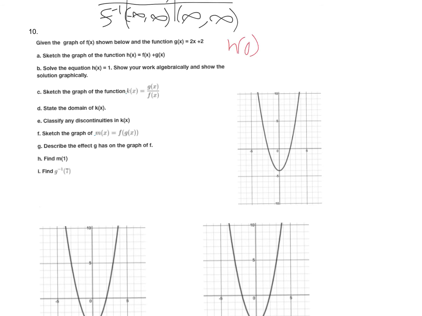h of 0 will just be f of 0 plus g of 0. Well, f of 0, I can tell from the graph, seems to be negative 4. And g of 0, I can plug into the equation. 2 times 0 is 0, plus 2 is 2. And so I'm going to get negative 2 here. So I have the point 0, which I inputted, negative 2, which was finally output there.